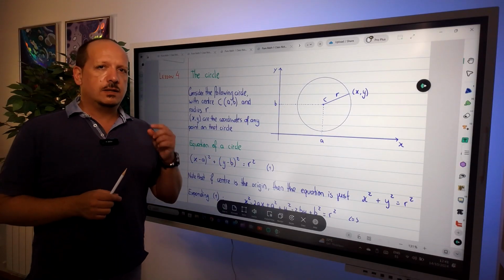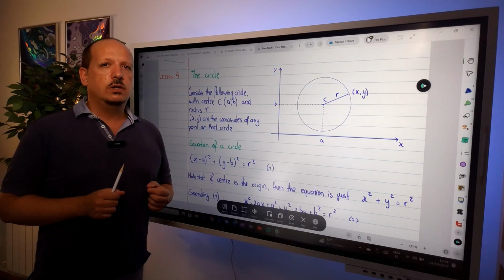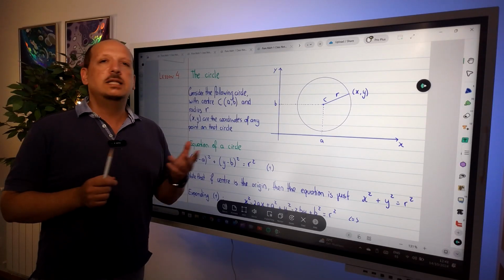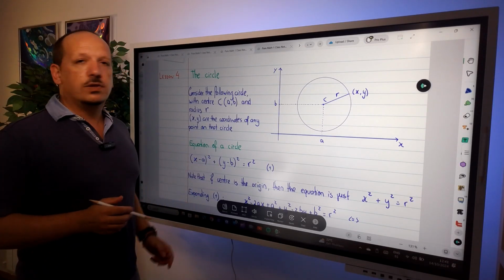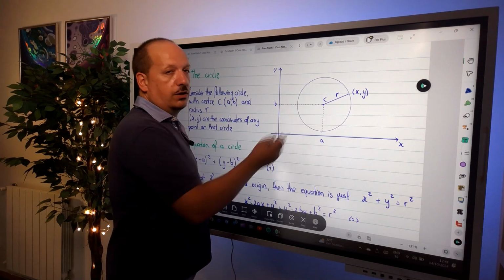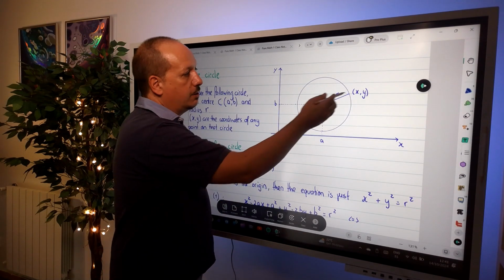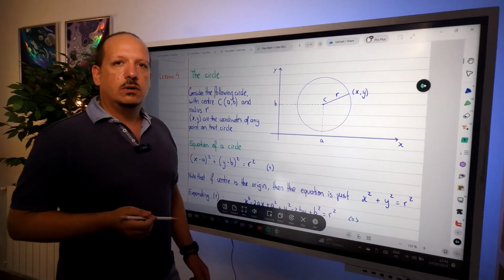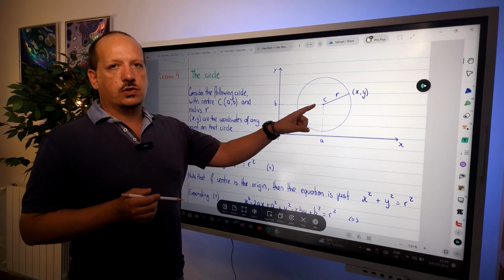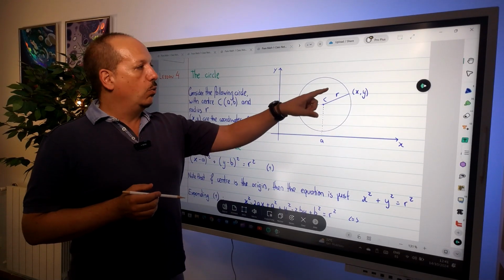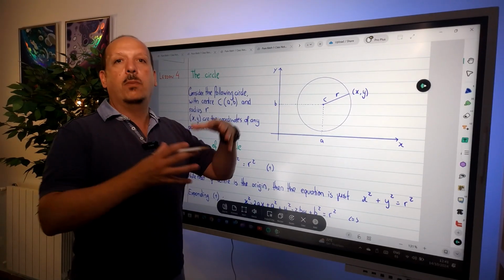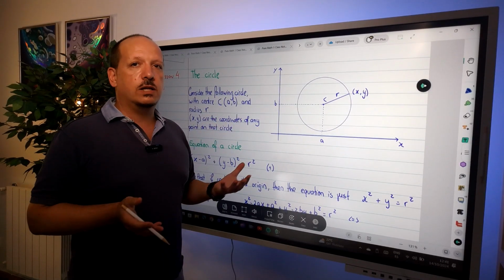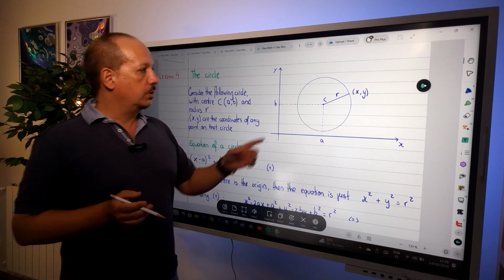If you think of it, there are only two things that you need to know in order to completely define a circle. And these two things are the center of the circle and the radius of the circle. Once you know the center of the circle, you know where it is. Once you know the radius, you know how big it is. And that's all that you need to know to define the circle.